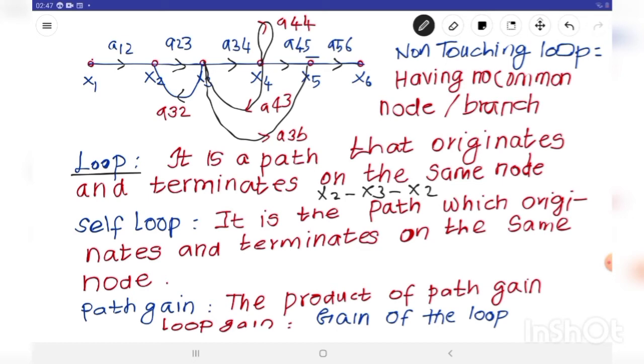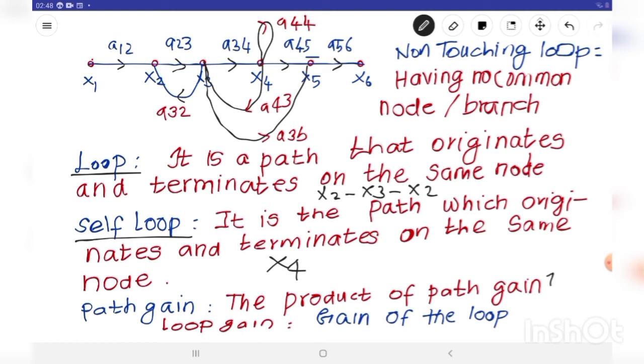And next I am going to explain what is self loop. It is a path which originates and terminates on the same node. See the node x4, the path originates and terminates in the same node, so that is a self loop. And what is path gain? Already I have explained what is a forward path. It starts from input and ends at the output. So multiply all the gains or transfer functions in a forward path, that is known as forward path gain.